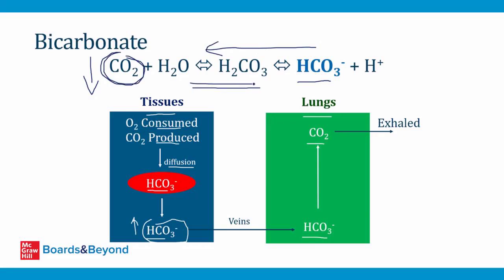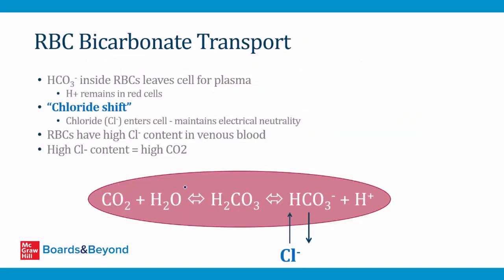So this equation at the top of the slide goes back and forth, goes one direction in the tissues, the opposite direction in the lungs, and that's how we transfer carbon dioxide through the body in the form of bicarbonate. So the red blood cells are very important for producing bicarbonate. Carbon dioxide can diffuse into red cells where there's carbonic anhydrase present that will convert it into bicarbonate.